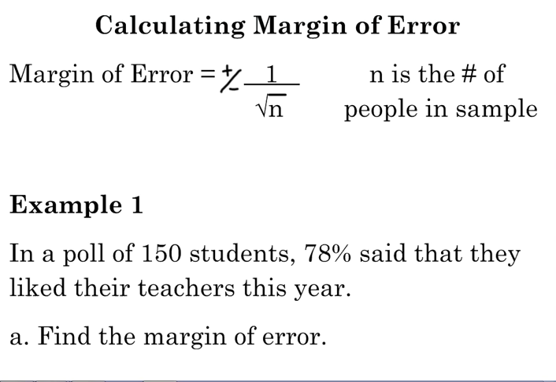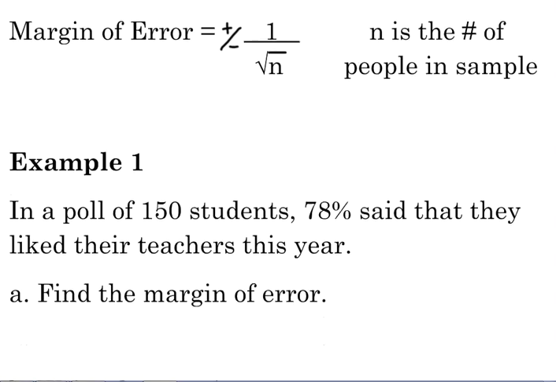Now, if you are on the EOC and they give you a formula for margin of error, sometimes they give you formulas in the problems, use the formula that they give you, okay? But if they don't give you one, this is the one that we're using. Plus or minus 1 over the square root of n. The plus or minus is just there because we add the margin of error or we subtract the margin of error. Okay, that's what that is. N is the number of people in your sample.